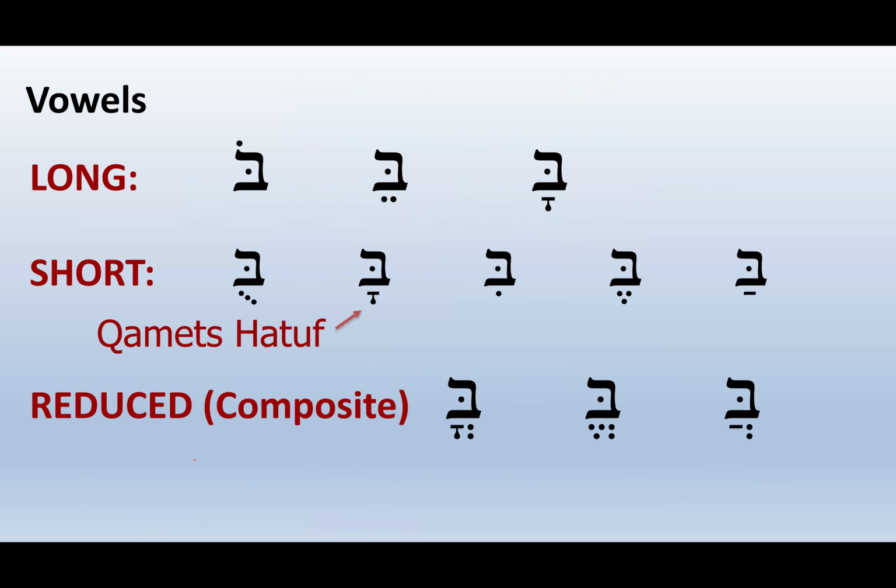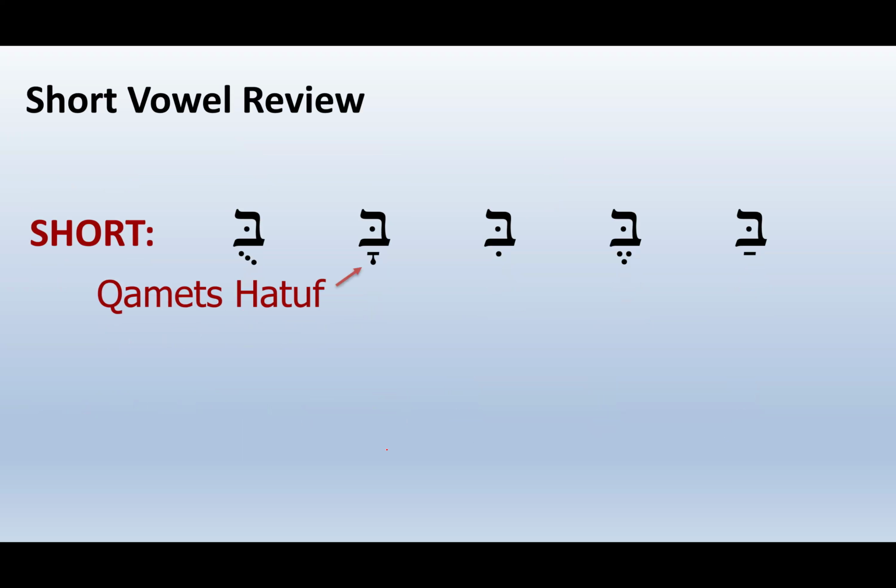Okay, vowel review. I'm just going to go through this quickly. Ba, be, bi, bo, bu. Ba, be, bo. And you'll want to particularly make sure that you can recognize the short ones. This will be important later in chapter 3. You want to make sure you know what the short vowels are. Ba, be, bi, bo, bu.